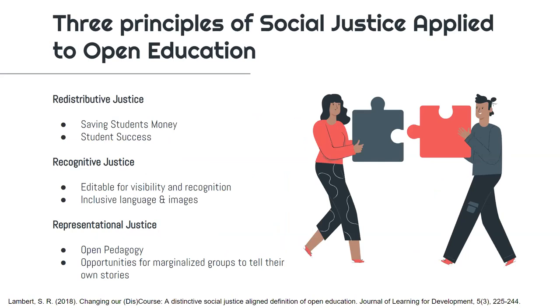Let's take a look at the first one, redistributive justice. This can be defined as the allocation of resources to underserved populations. In this scenario, it would be those most likely impacted by expensive educational materials. So saving students money would fall under this category. But it's not just about the literal cost, but also the cost of student success. We know from research that the cost of required textbooks has directly contributed to students never purchasing the materials, taking fewer classes, earning a poor grade, dropping, and even failing a class.